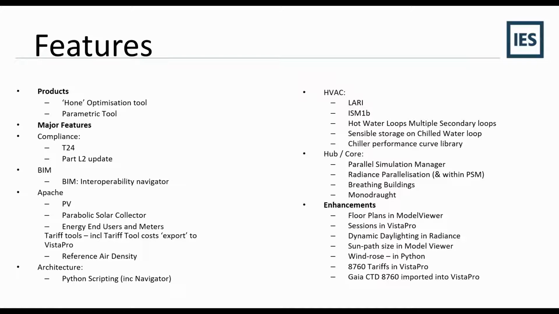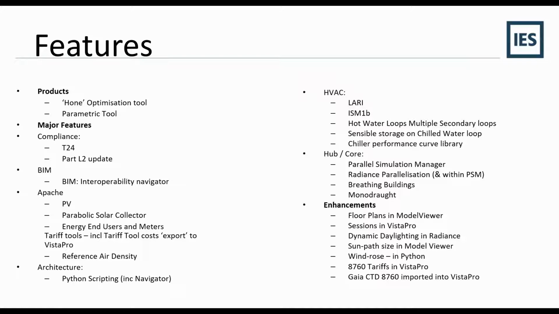Up in the top left there, the two big key developments in terms of new products are Hone, which is an optimization tool. It's evolutionary algorithm-based, using a GA2 algorithm there. I know from our beta testing team that this is big news for a lot of you. In addition to that, its sister tool, the Parametric Tool, as well. So those are two new products.